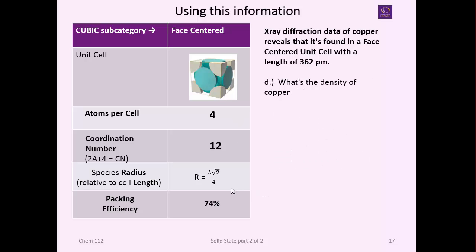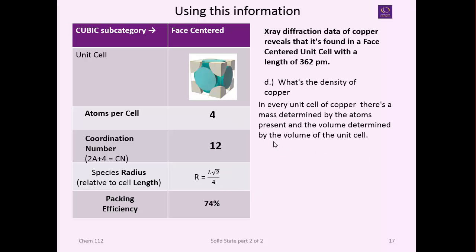Okay, what's the density of copper? In every unit cell of copper, there's a mass determined by the atoms present, which in this case, there's 4 atoms present. So if we took the 4 atoms times the molecular weight from the periodic table, 63.55 grams per mole, and then we use Avogadro's number, which says how many atoms are in a mole. You basically are able to cancel out atoms, moles, and you're left with grams. Now, if you take this number of grams and divide it by the total volume, it's mass by total volume, that should be density.